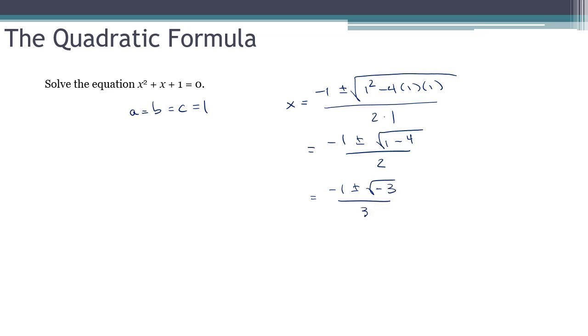Whoops, not 3. Square root of that thing over 2. And we get the same thing here, right? We've got a negative number under the square root. So this is negative 1 plus or minus i times the square root of 3 over 2.